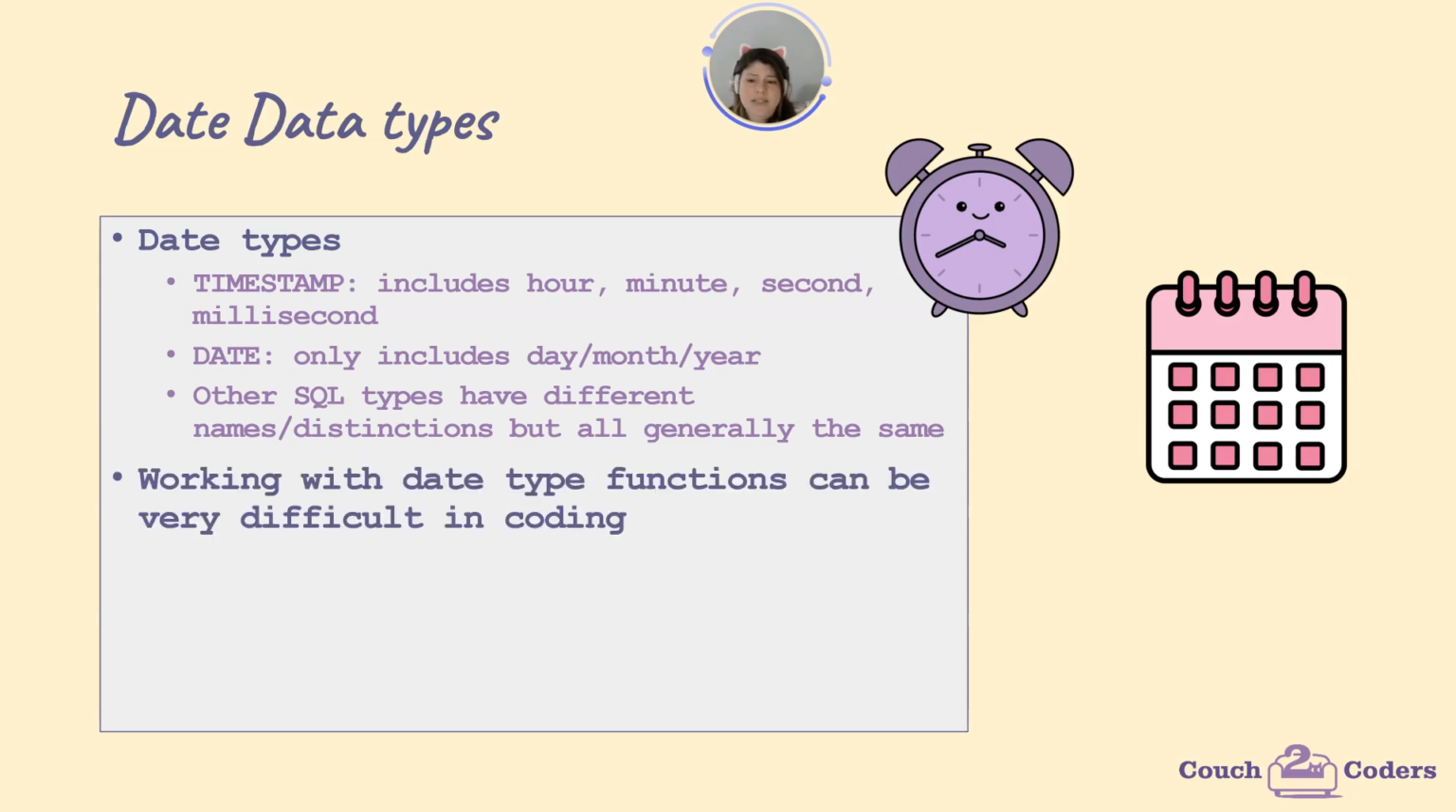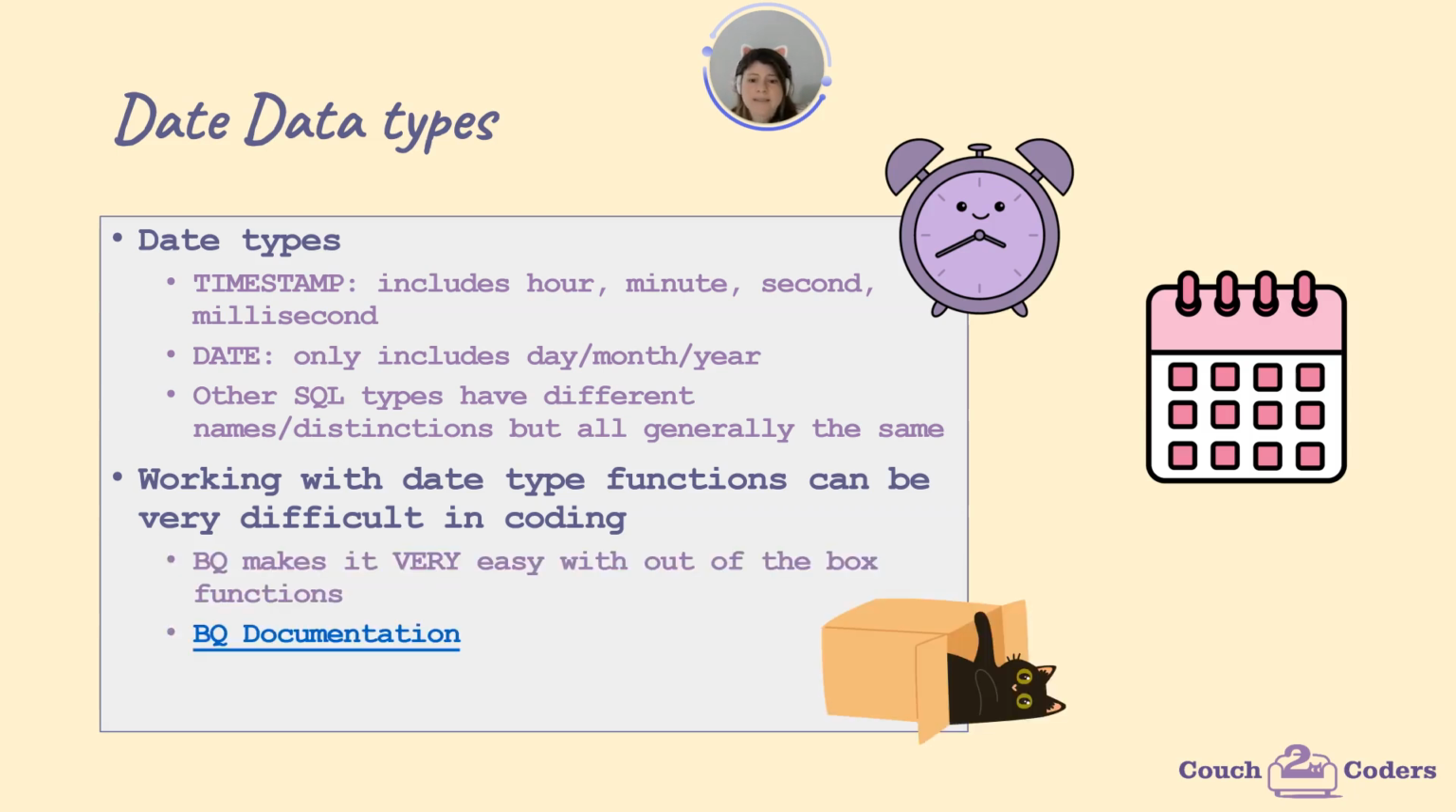Working with date type functions can be really difficult in coding languages. I've had a lot of difficulty before in the past using Python or R because they're so specific and there's all these different types of date functions. That's not the case in BigQuery. BigQuery makes it really easy because they have a lot of out-of-the-box functions. We're going to go through a bunch of examples showing how you can work with date functions that we'll be using through the rest of this module.